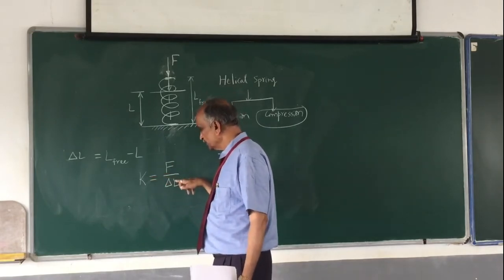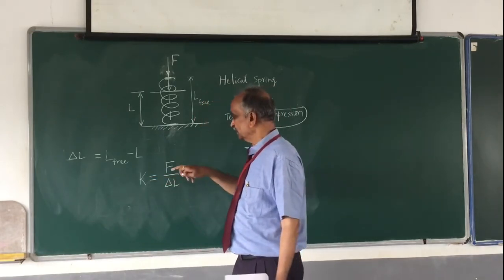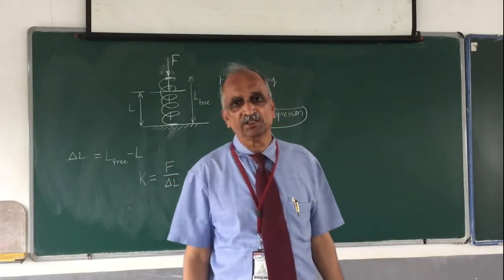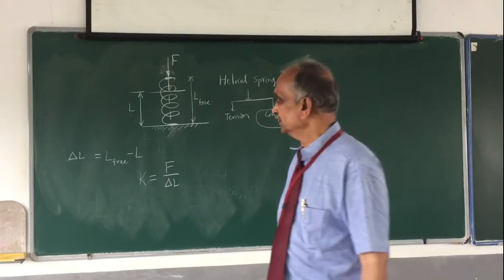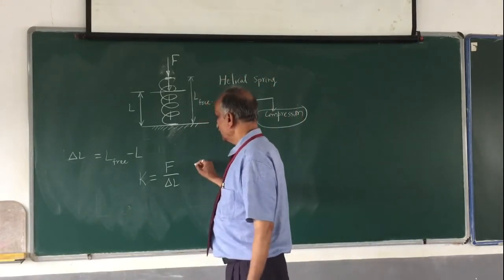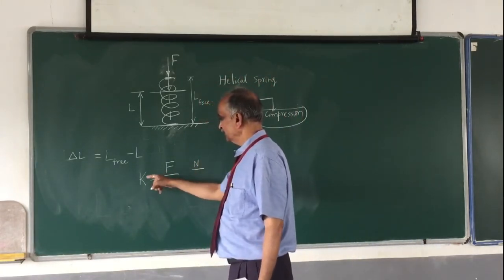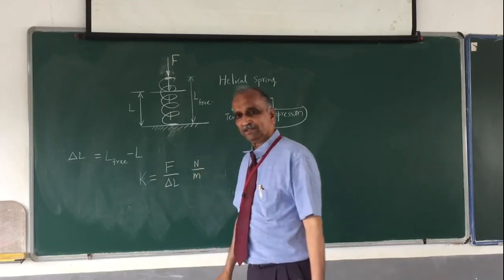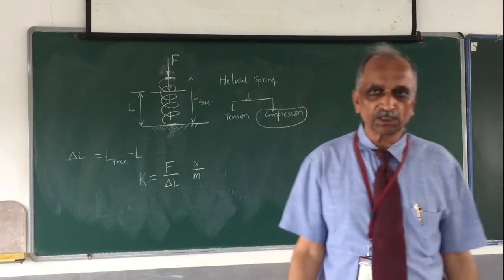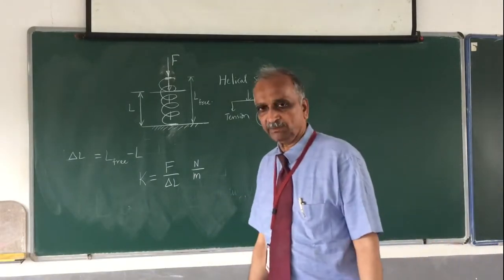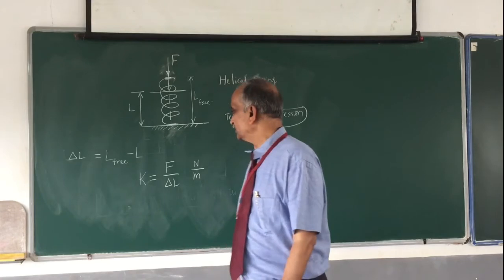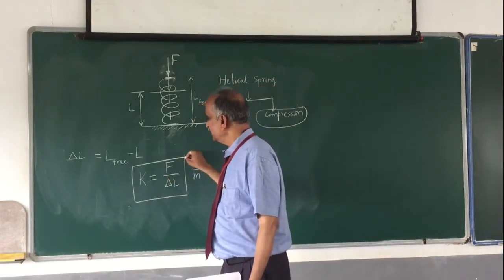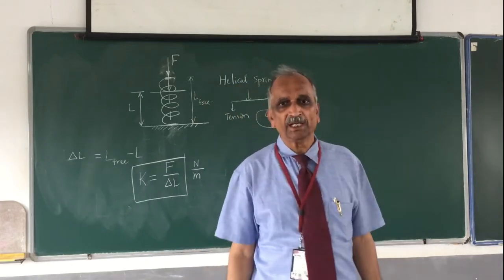To get delta L, F is required, and the force required for unit deflection, unit compression, is called the stiffness of the spring. F is in Newton and delta L is in meters. Then the unit is Newton per meter, Newton per millimeter, Newton per centimeter. This is a very common unit for K. And K happens to be a linear one.